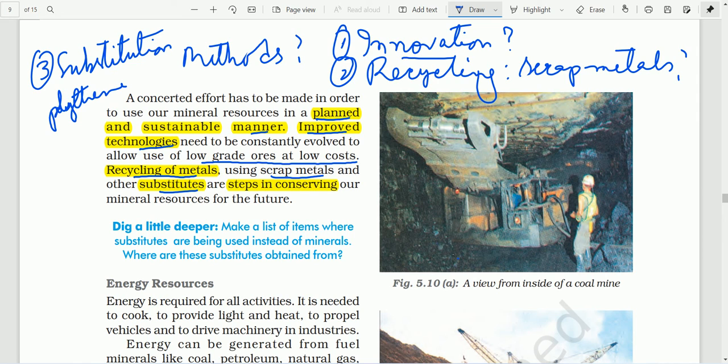In addition to this, you can also add one more, that is government policy. Government policy is also very important. Regulation and laws should be there so that over exploitation of minerals can be checked. That is what we call government policy. So these are the steps for conserving mineral resources.